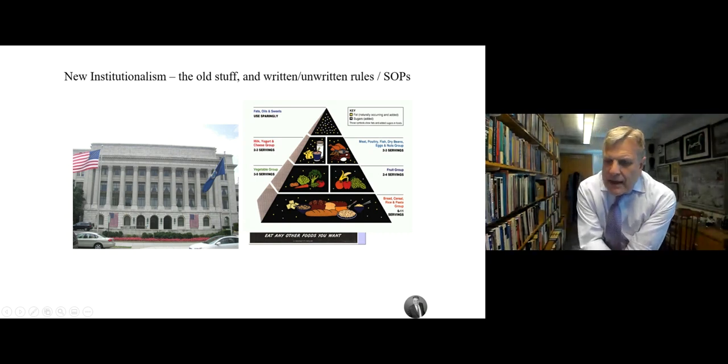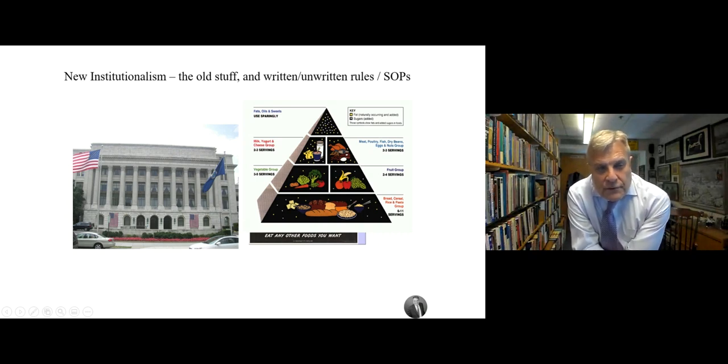Does it matter? Yeah, it matters, because things like the four food groups or the food pyramid structure how money is spent and how people approach nutrition in schools across the country. So it becomes a highly debated, highly contested area.